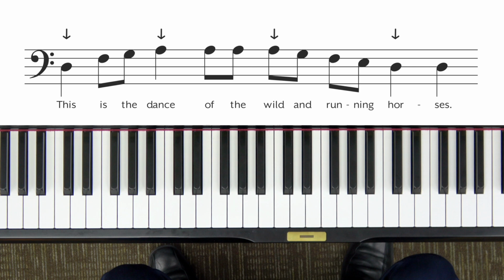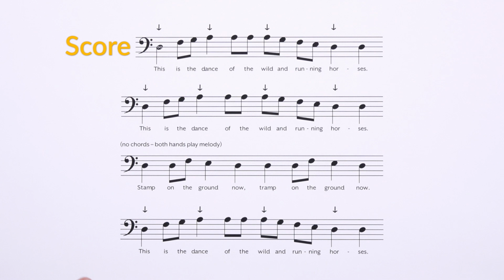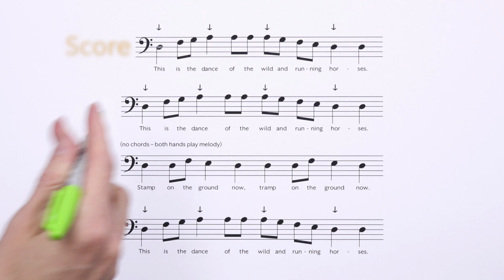Now, when I say score in music, I'm not talking about like a sports score, like treble clef 3, bass clef 2. This score in music means the sheet music. It's kind of a fancy word that musicians like to use. They're like, show me the score. And that means, hey, show me the printed music on the page. So in the score of The Wild Horses, let's take a look at this first line.